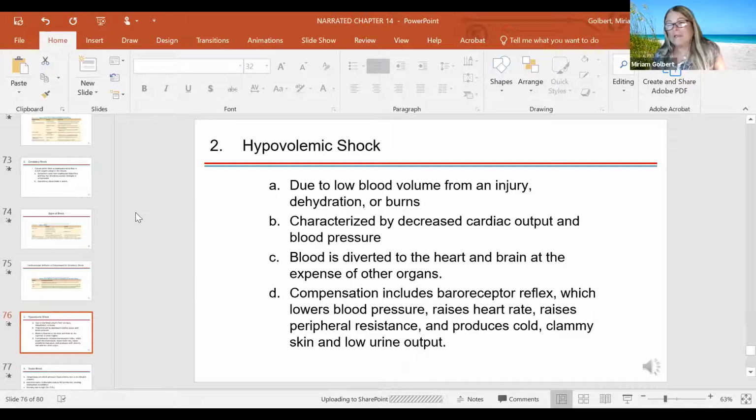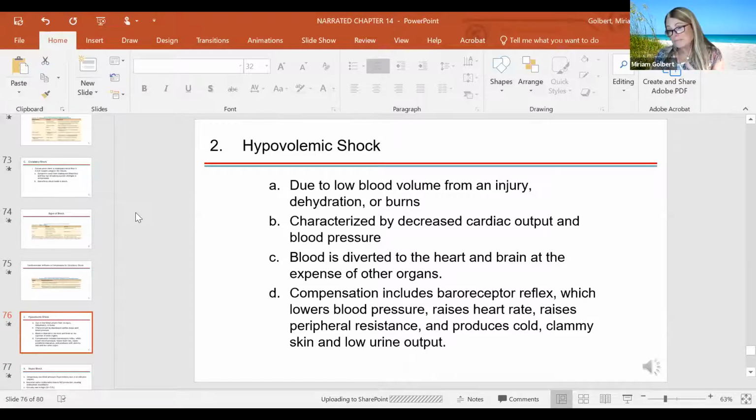So the hypovolemic shock is very similar, because this is where you have lost blood because of injury, right? Dehydration, or like I mentioned before, burns. Remember, first or second or third degree burns means that they have taken off the first layer of the skin, and that's where, in the dermis, all your little blood vessels are. So you lose a lot of fluids that way.